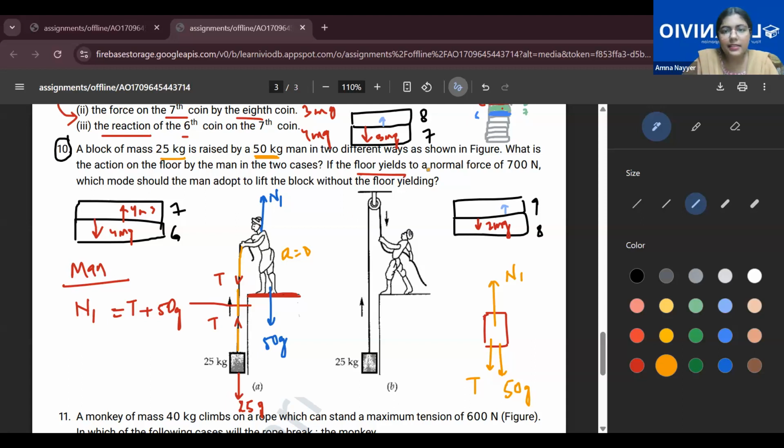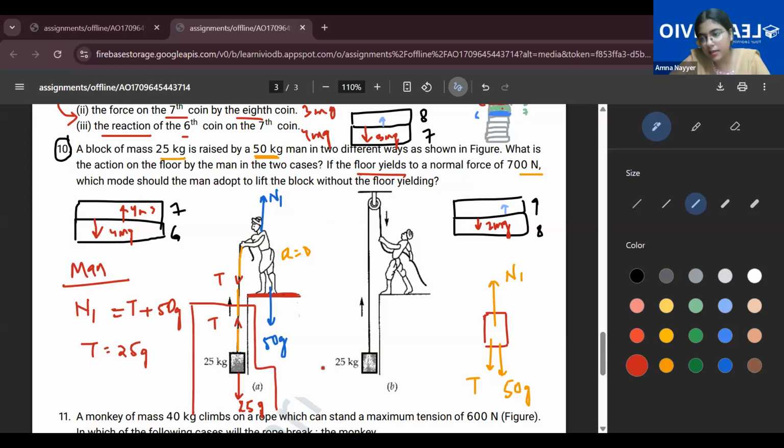Okay. Now it says, what is the action of the floor if the floor yields normal reaction? Which mode should the man adopt to lift the block without the floor yielding? It means the block is raised without any acceleration, right? It means if this wasn't being lifted by the person, we'll straight away say that tension is equal to the 25g. Here, now look at the second part. Tension is equal to the 25g. Yes or no? Yes.